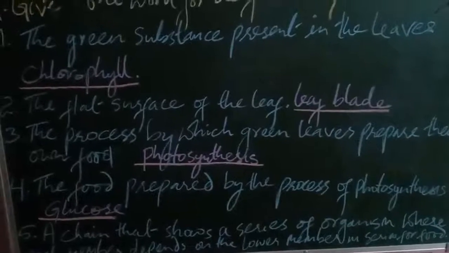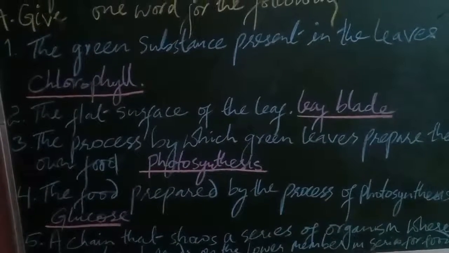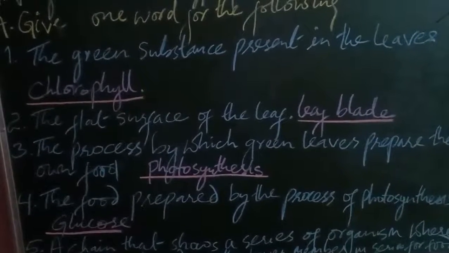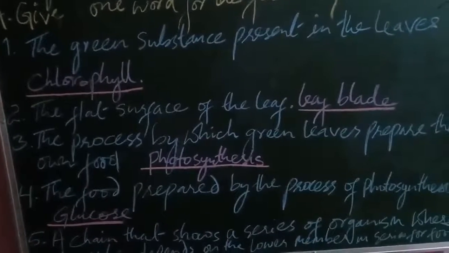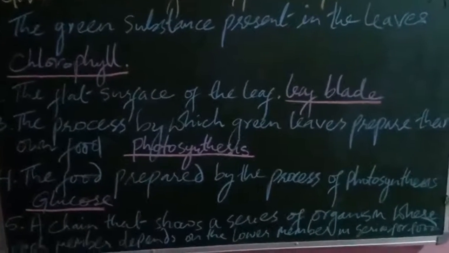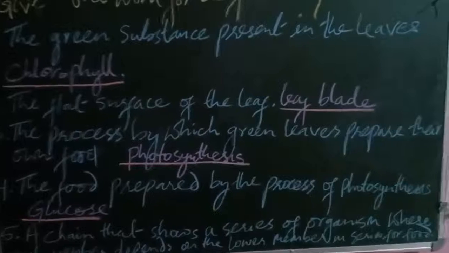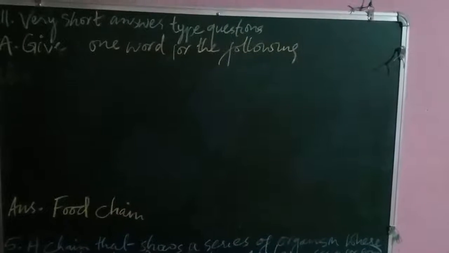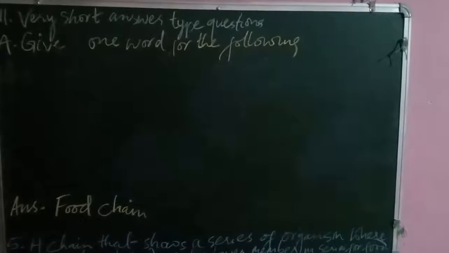Then question number 5. The chain that shows a series of organisms where each member depends on the lower member in the series for food will be your food chain.